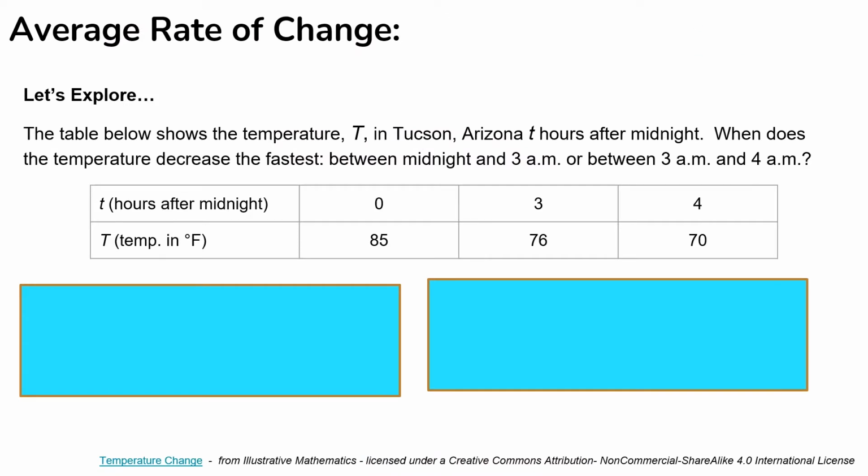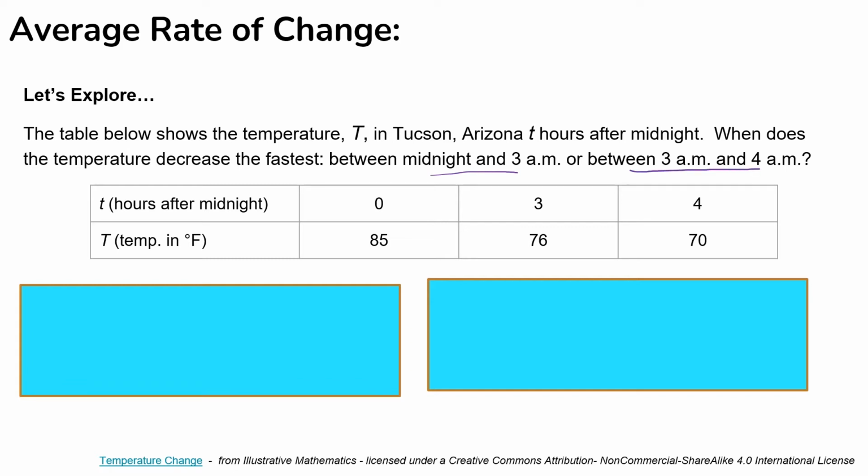First, let's explore the average rate of change. The table below shows the temperature T in Tucson, Arizona, T hours after midnight. When does the temperature decrease the fastest? Between midnight and 3 a.m. or between 3 a.m. and 4 a.m.?